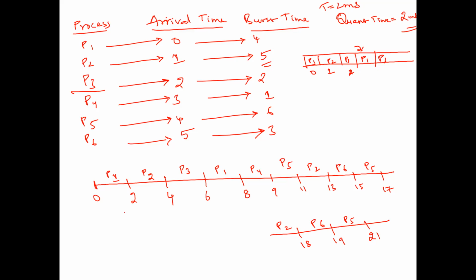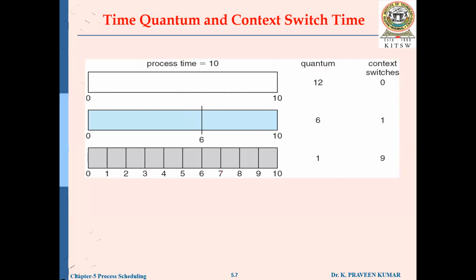Now this is the Gantt chart. Now you have to calculate the waiting time for each and every process, and the average waiting time. I have already explained waiting time and average waiting time in the previous lecture video, so please go through it and try to calculate the average waiting time for this problem. Okay, and in addition to this, you are also given one more problem.